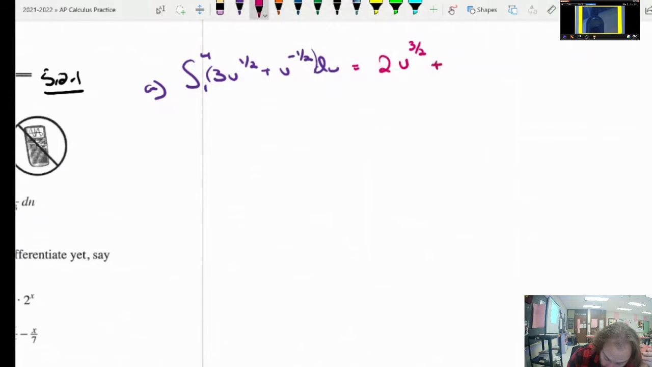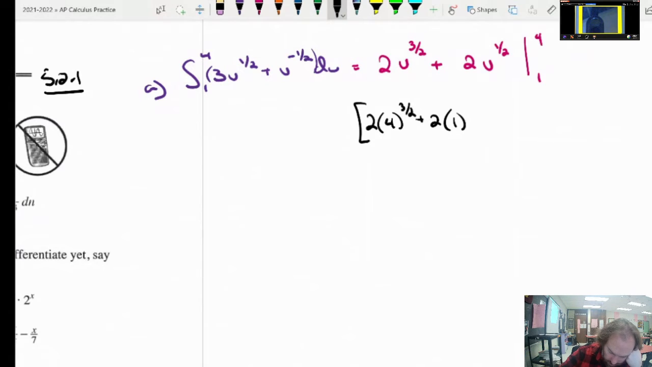For the next term, we need u to the positive 1/2 power, but I need it to cancel out when I bring it down. So I'm going to bring a 2 in front, plus 2u to the 1/2. Yeah, that works. And we're going to evaluate this from 1 to 4, which is actually kind of nice because 4 and 1 are both perfect squares, which you'll see in a moment. We need 2 times 4 to the 3/2 power, plus 2 times 4 to the 1/2 power.